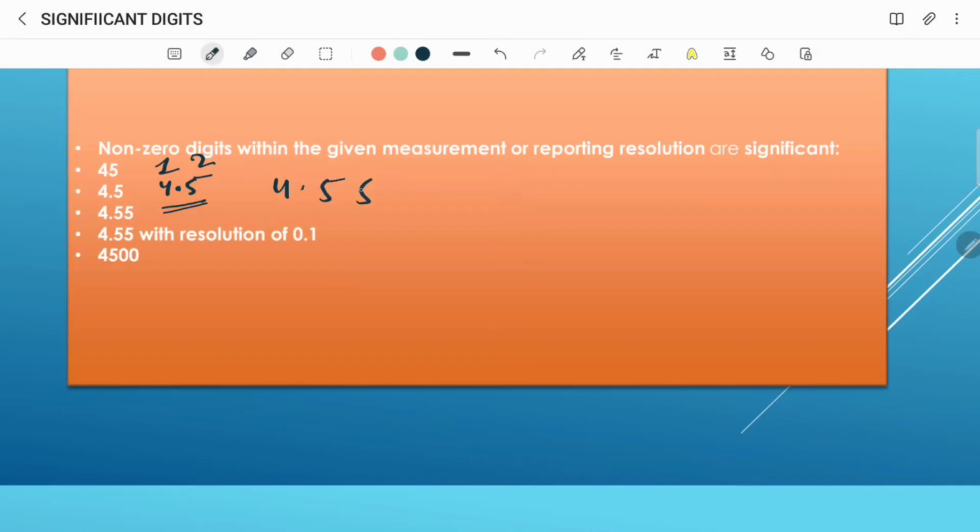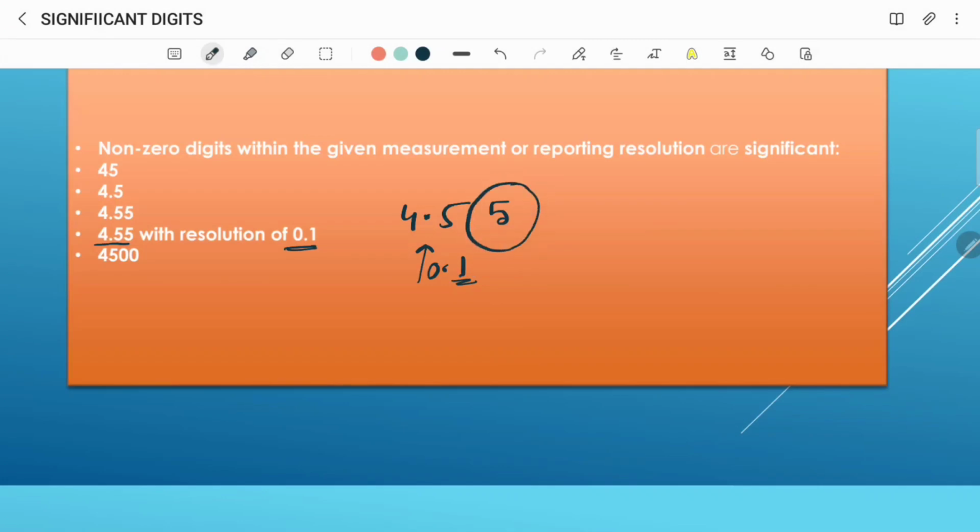So if we are to write 4.55, this has 3 significant digits, one before the decimal point and 2 after the decimal point. But if we are asked to count the significant digits of 4.55 with a resolution of 0.1, that means we can take the measurement up to 0.1. So this digit over here becomes insignificant. So this will have two significant digits, one is 4 and one is the 5 right after the decimal, and in this case we will have to round off the number.